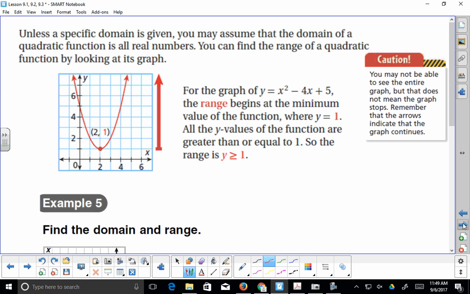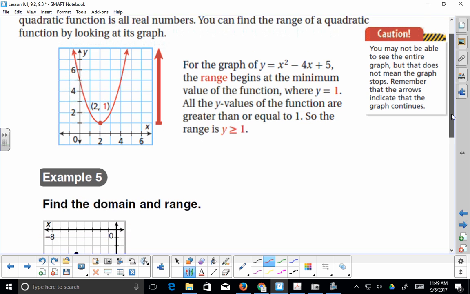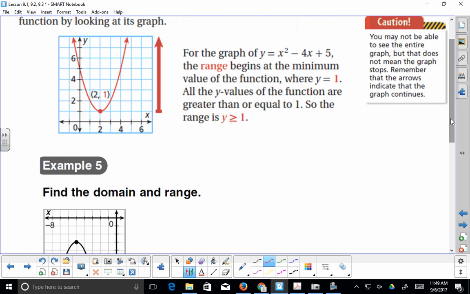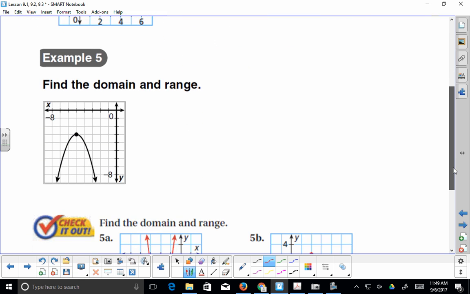So this graph they have right here, the vertex is the point (2, 1). So it has a minimum, so all the y values are everything greater than or equal to that value. So we would say the range is y greater than or equal to 1, which was the y value for the vertex. The y value for the vertex not only tells us the min or max, it also tells us the value we need for range. So here we have this graph.